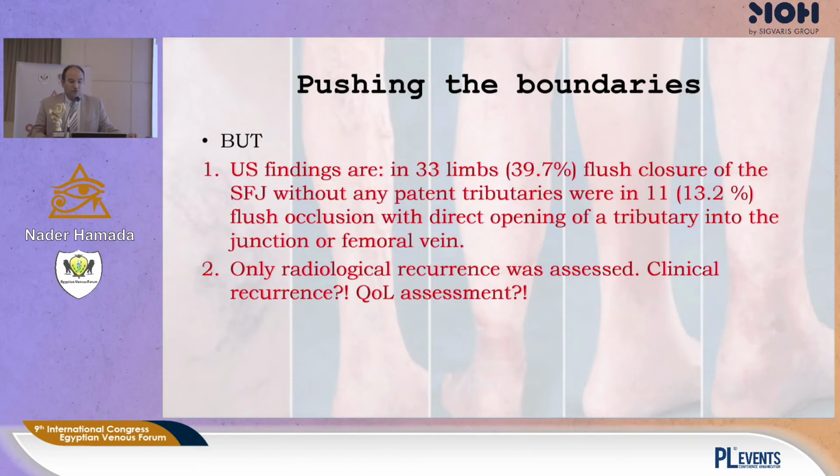39.7% flush closure of the saphenofemoral junction was achieved without any patent tributaries, but they couldn't achieve this in 13.2% of patients, because as we know from surgery, the tributaries are not always coming directly from the great saphenous. Sometimes they're coming from the confluence between the great saphenous and the femoral vein, and sometimes we see them coming from the common femoral vein. They're not coming from the great saphenous. So theoretically and technically, we cannot guarantee that even if we go flush to the saphenofemoral junction, that will ablate all the tributaries. And the other thing, only radiological recurrence was assessed. Clinical recurrence was not. Quality of life was not.